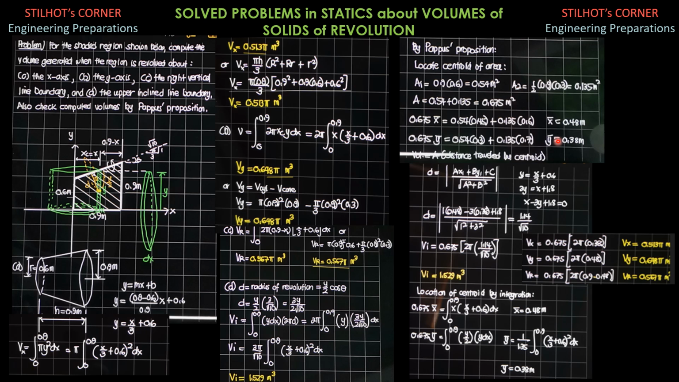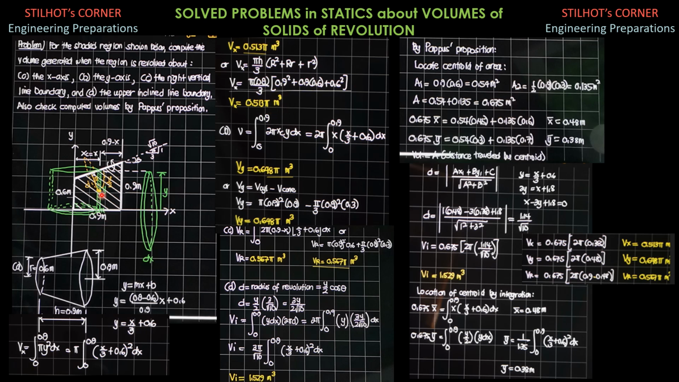Then volume by Pappus proposition for part A, it's not presented there, but it's your job to calculate it. I just want the solution to be in this one slide. So use your calculator for Vx, area 0.675, then 2 pi radius of revolution. The radius of revolution is barred y. So 0.675 times quantity 2 pi times barred y 0.38, and you will get 0.513 pi cubic meter.